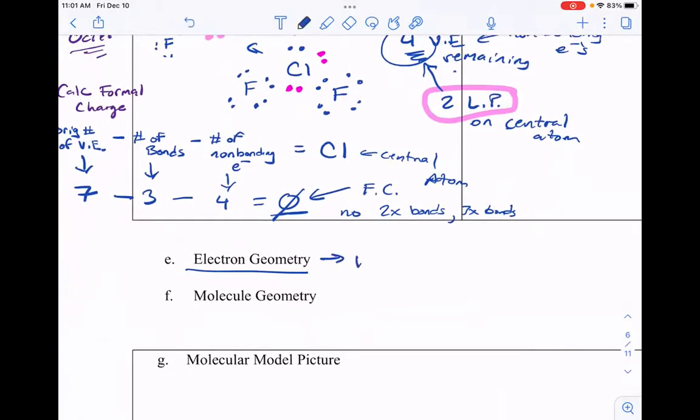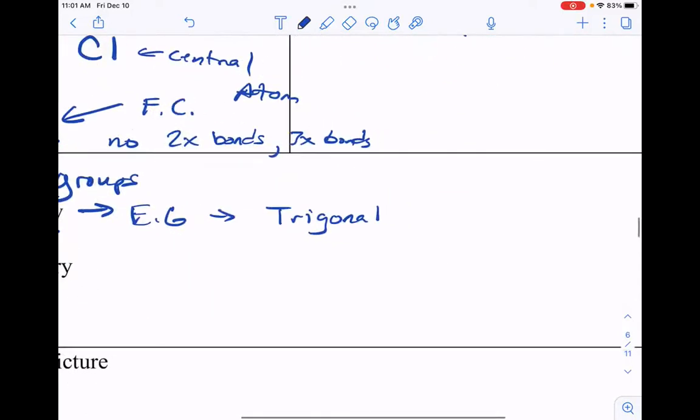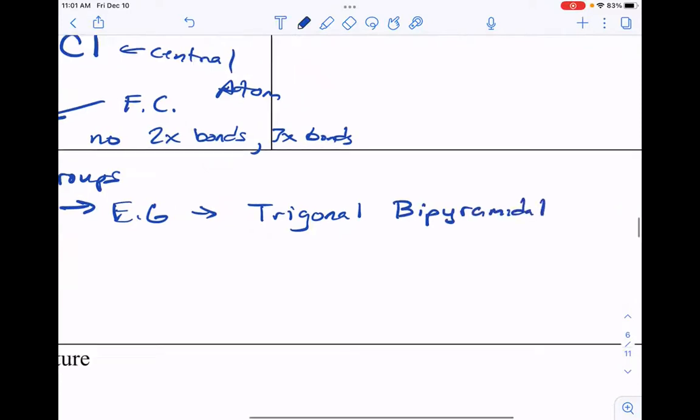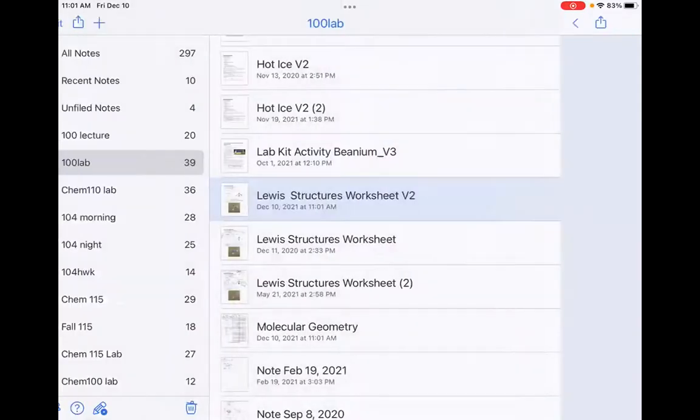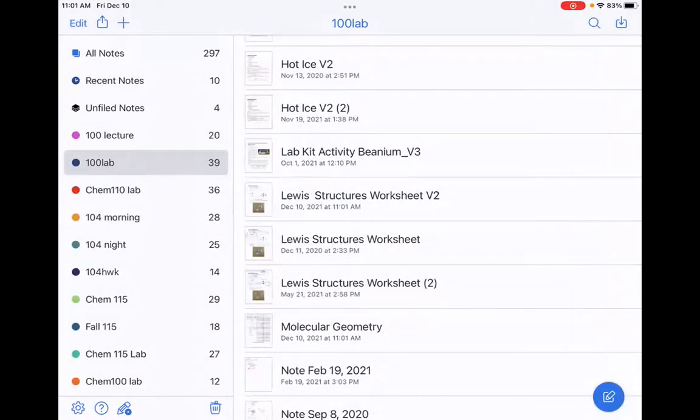And so electron geometry is going to be, so there's 5 groups, just like what you said. And that is trigonal bipyramidal. Now the bond angle, there's actually 2, 120 and 90. Okay, and so I'll go ahead and show you where the 120 is.